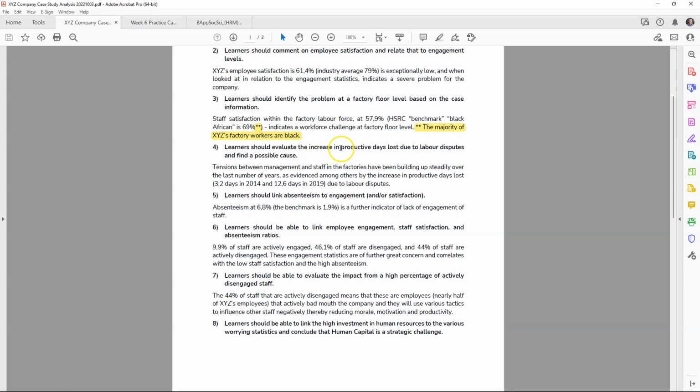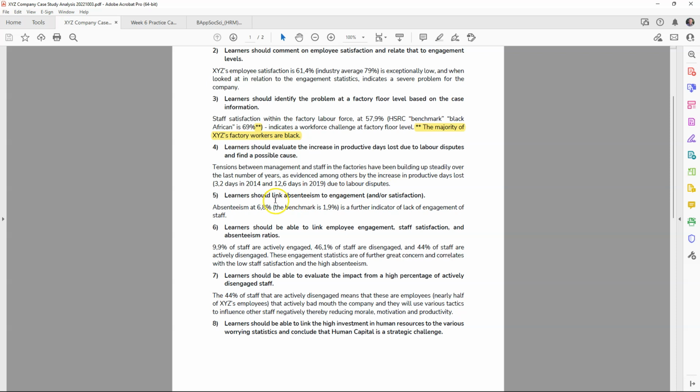And then you could also point out in your assessment the increase in productive days lost to labor disputes, and find a possible cause in your interpretation. So the interpretation could read something like: tensions between management and staff in the factory have been building up steadily over the last number of years, as evidenced among others by the increase in productive days lost, 3.2 days in 2014, 12.6 days in 2019, due to these labor disputes.